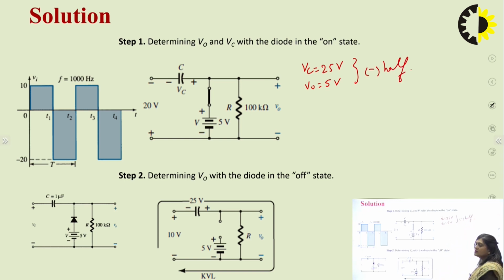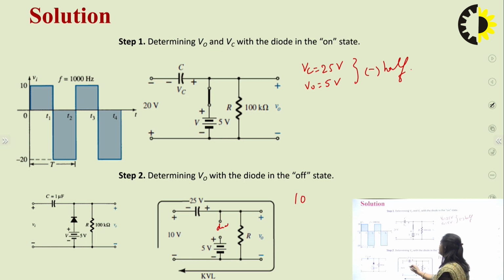Now, when there is a positive half cycle, the circuit will become like this. We can see that this diode is now open. The diode has been opened, and this is the 10 volt supply with positive polarity here, negative polarity here, and the capacitor has been charged up to 25 volt with minus polarity here, plus polarity here. So we can now find the output voltage in this case.